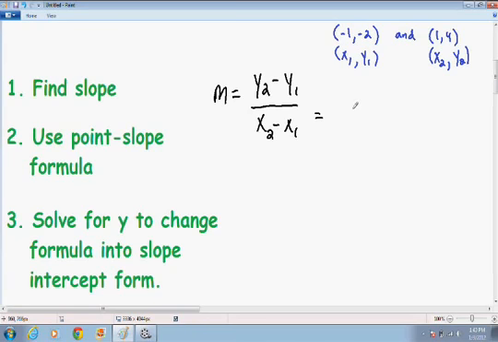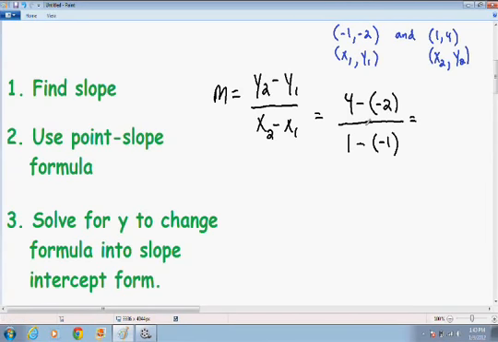So we have y2 minus y1. Our y2 is 4, minus y1, and our y1 is -2. You can never have 2 negatives next to each other, so that's why I put parentheses around the -2. Divided by x2 minus x1. Our x2 is 1, minus x1, and our x1 value is -1.